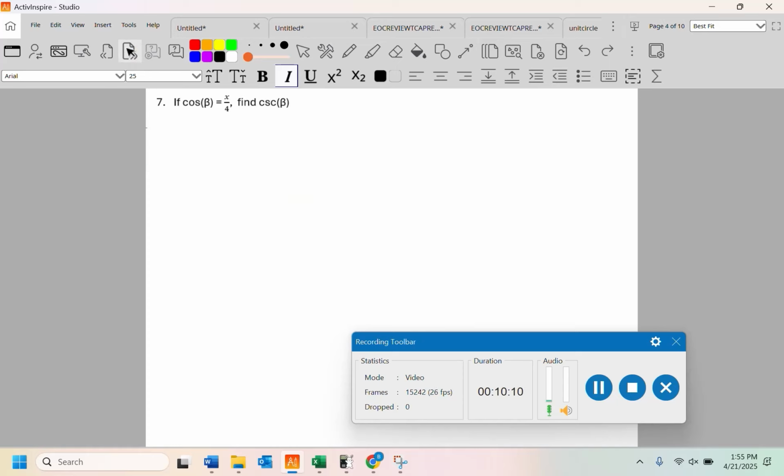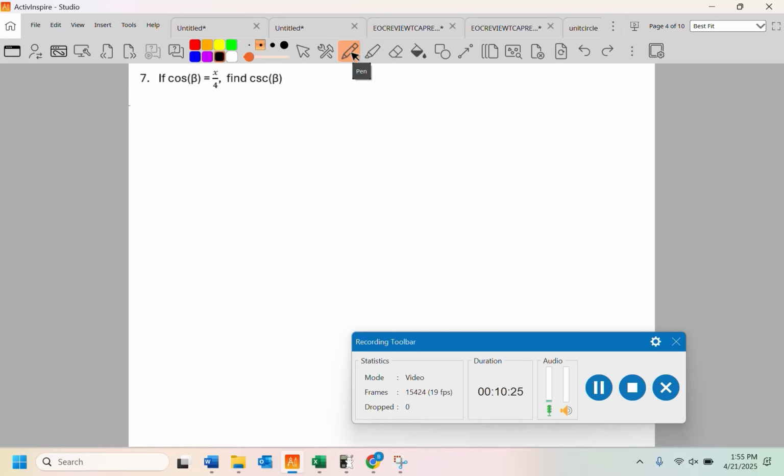All right, what do we have here? If the cosine of beta is x over 4, find the cosecant of beta. So there's a couple of things you have to know. You got to know all your sine ratios. Like you got to know that sine of some angle is opposite over hypotenuse. Cosine of some angle, and it's called beta, is going to be adjacent over hypotenuse. The tangent of beta is opposite over adjacent.